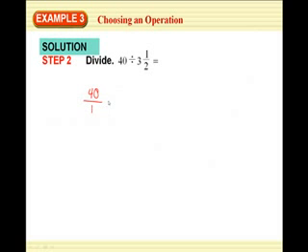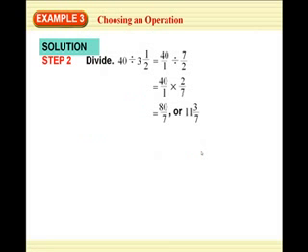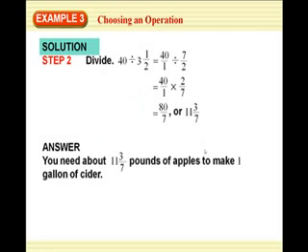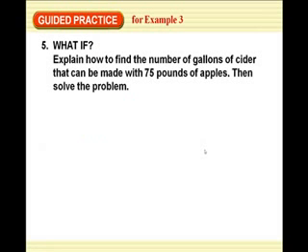40 over 1, 7 halves. So first fraction stays the same. Flip over, does not cancel. 11, 77, 3/7 pounds of apples would make a gallon of cider.